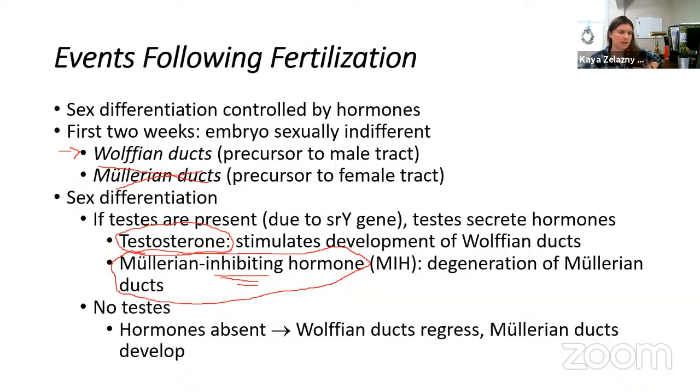Okay. In the case that no testes are present, because we don't have an SRY gene, because we don't have testis determining factor, what's going to happen is that the Wolffian ducts are going to regress, so they're going to degenerate naturally. This is just the pre-programmed process. If nothing helps them out, the Wolffian ducts die off, allowing the Müllerian ducts to develop instead. So that is what would lead to a female reproductive tract if we don't have the testosterone to stimulate further development of the Wolffian ducts and the Müllerian inhibiting hormone to turn off the Müllerian duct.